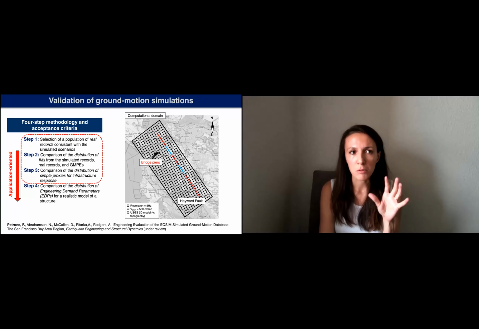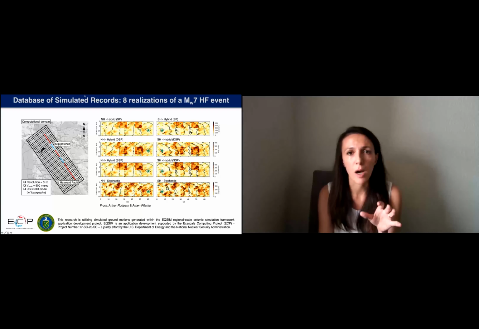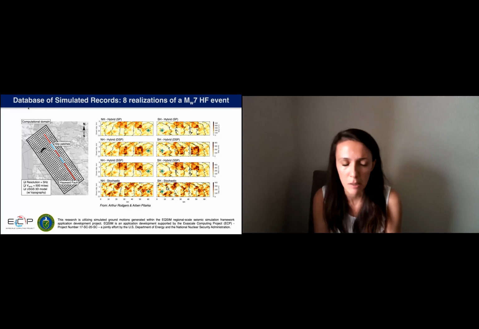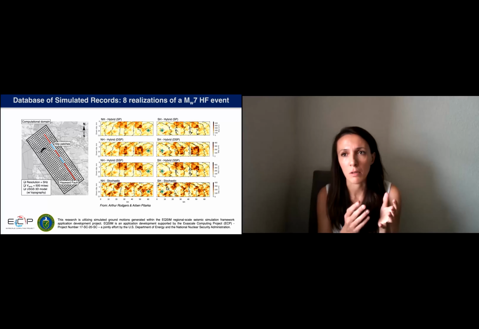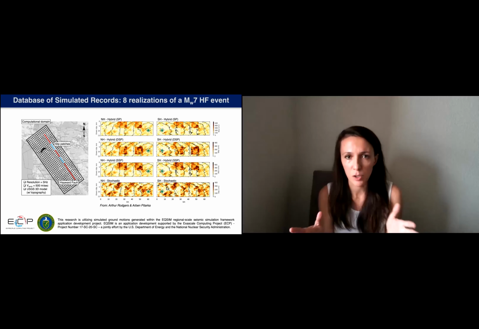Now, the database of simulated records has been obtained from 8 realizations of the magnitude 7 Hayward fault event. The initial idea here was to start having a first sense of the expected aleatory variability associated with a magnitude 7 Hayward fault event. So all these eight realizations differ from each other only in the characteristics of the fault rupture.